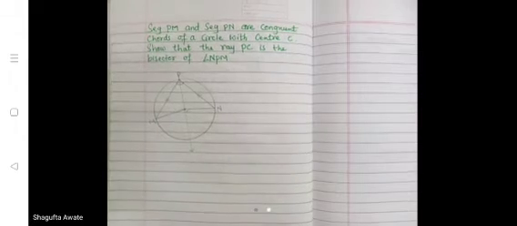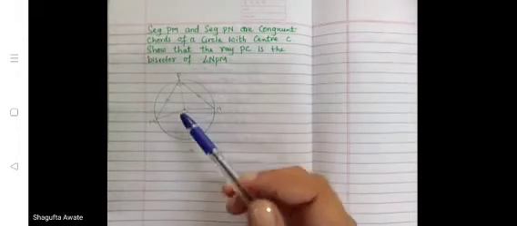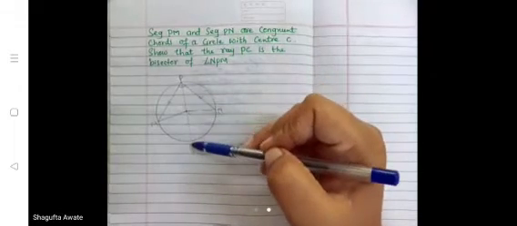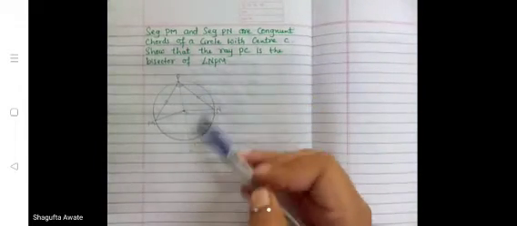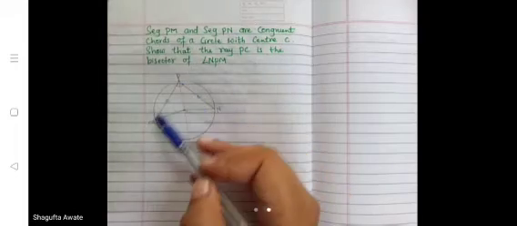So now let us see one more question. Let us revise this question. Segment PM and segment PN are congruent chords of circle with center C. Show that the ray PC is the bisector of angle NPM. PM and PN are the two congruent chords of circle with the center C, and the ray PC is passing. We have to show that this is the angle bisector of the angle NPM.